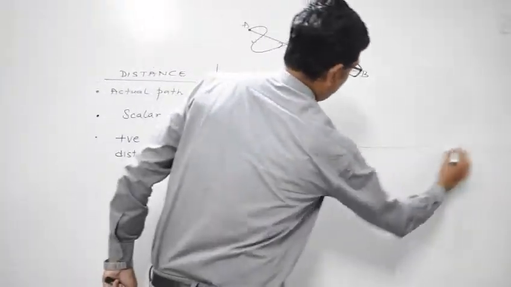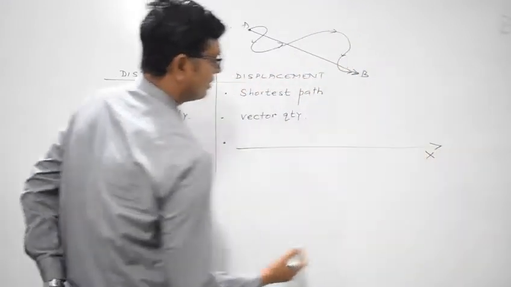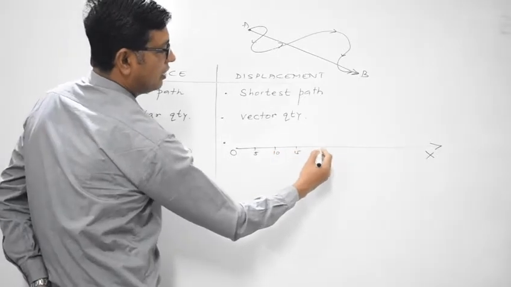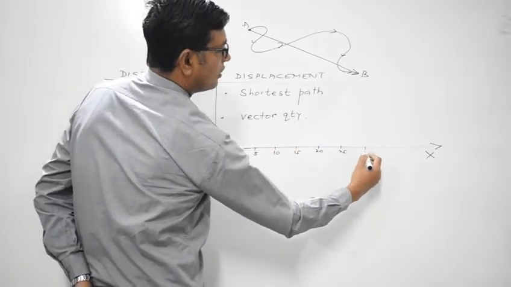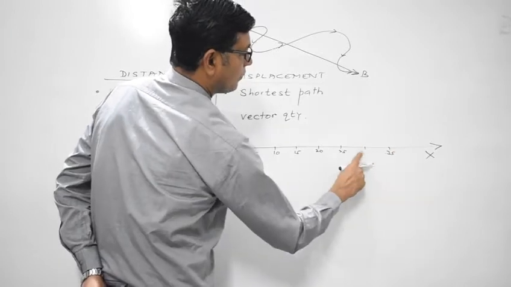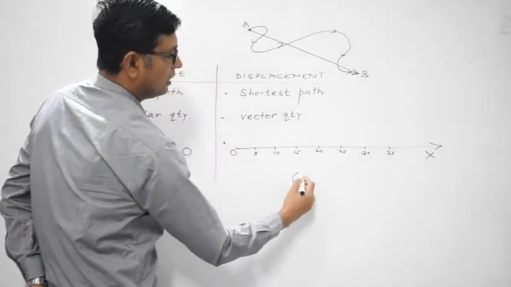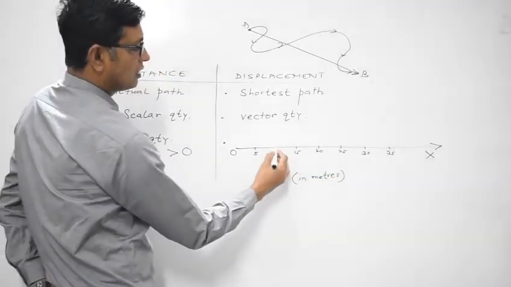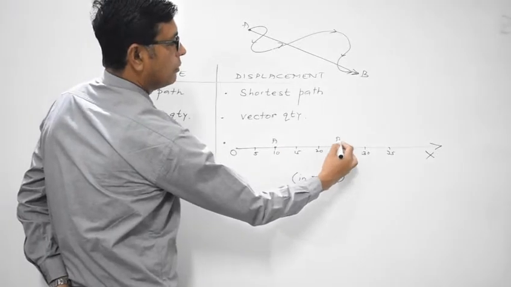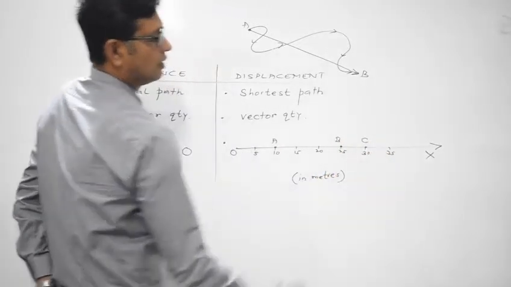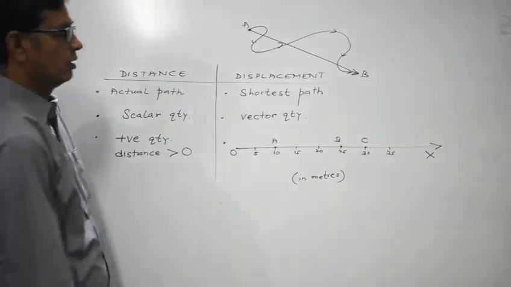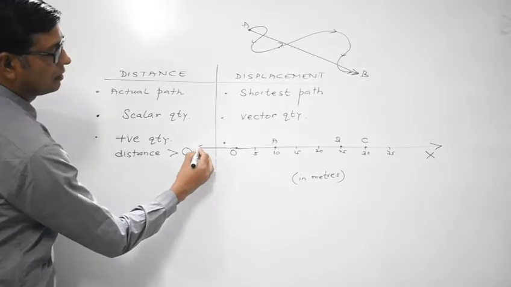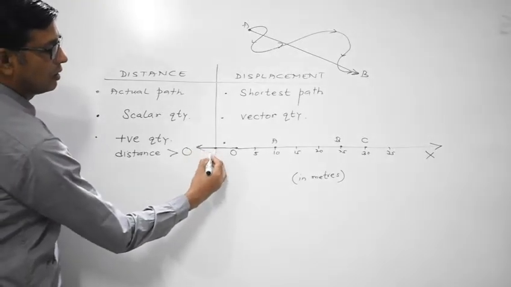Let's take this example. This is the positive x-axis, this is the origin. Suppose this is 5, this is 10, 15, 20, 25, 30, 35. The distance is, suppose, in meters. Let us consider this to be point A, this to be point B, and this to be point C. And this is the negative x-axis. Suppose this is minus 5.